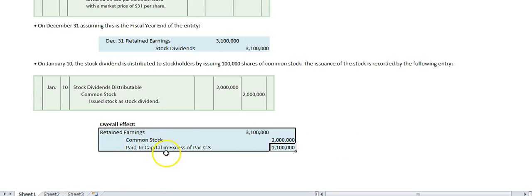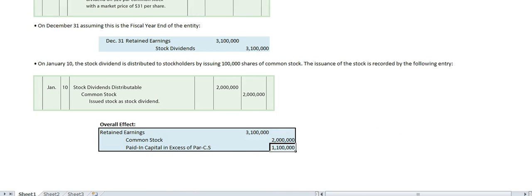Retained earnings, all equity accounts have credit balances. So here retained earnings goes down by 3.1 million and common stock goes up by 2 million, which is the par value of the common stock, and 1.1 million, which is the excess. So in essence, just picture the company buying 3.1 million of their own treasury stock and giving it out. They buy it with money from their retained earnings, and when they give it out to the shareholders, all of a sudden you're going to have this amount outstanding for the shareholders in common stock and paid-in capital in excess of par.